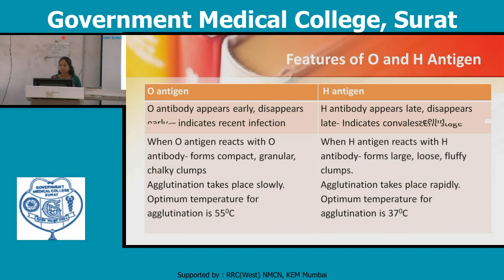When O antigen reacts with O antibody, it forms compact, granular, chalky clumps. When H antigen reacts with H antibody, it forms large, loose, fluffy clumps. Agglutination takes place slowly with O antigen, and rapidly with H antigen. The optimum temperature for agglutination is 55 degrees centigrade for O antigen and 37 degrees centigrade for H antigen.